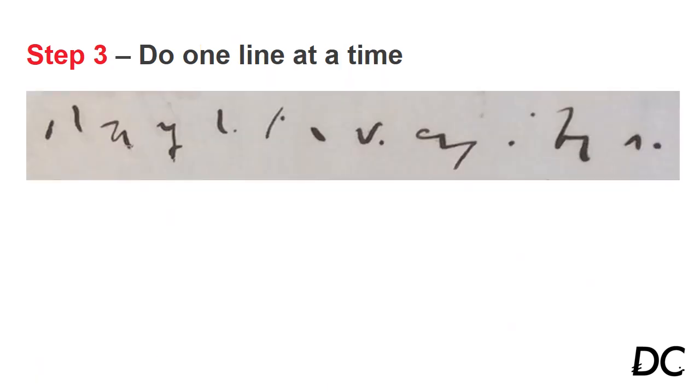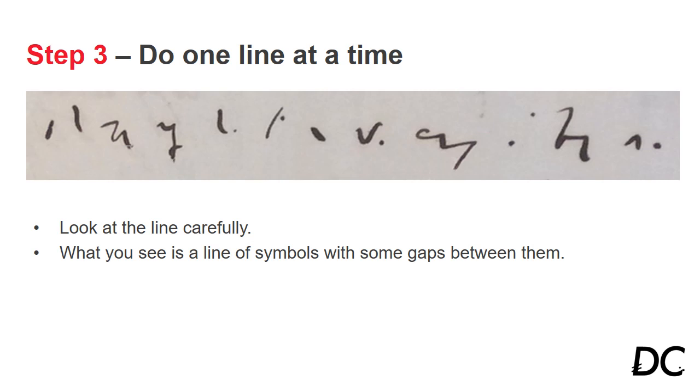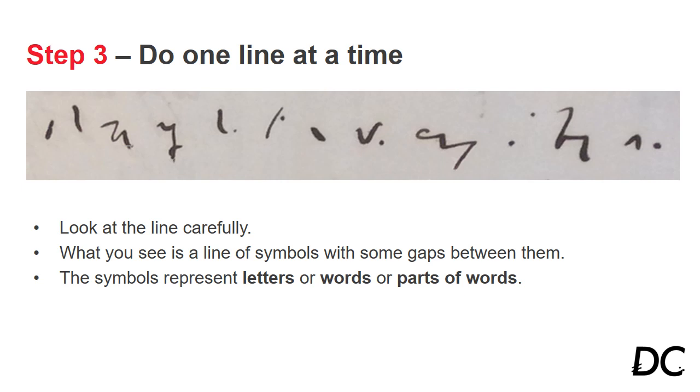Step 3 is a reminder to do your deciphering one line at a time. The annotator already has the lines of a text divided up for you. Look at it carefully. What you see is a line of symbols with a space between them. A symbol stands for a letter or a word or a part of a word.